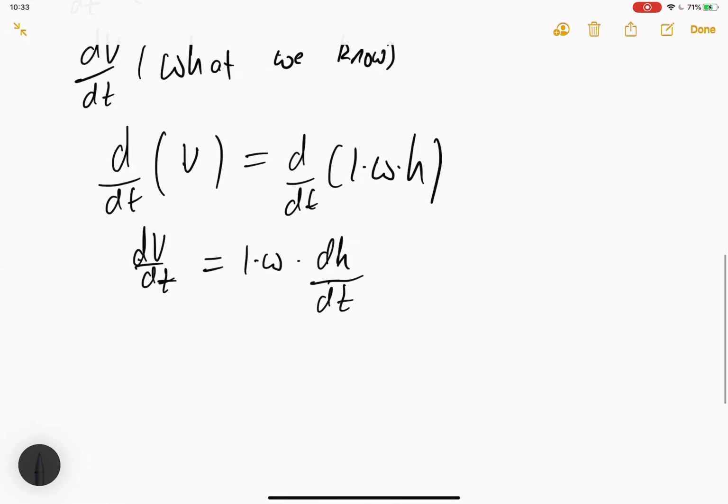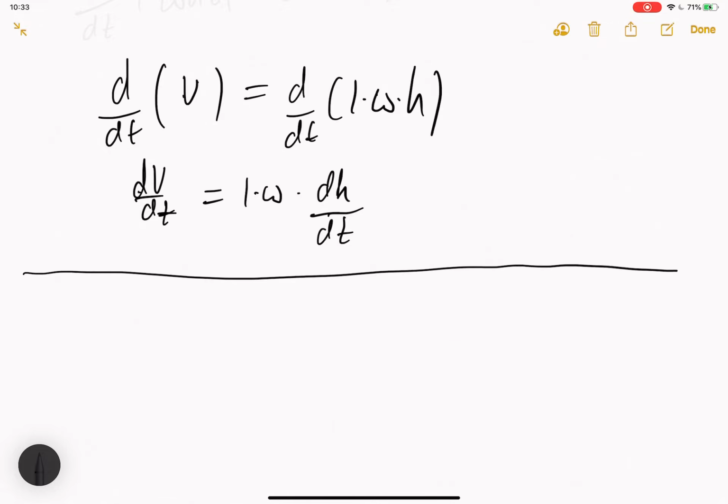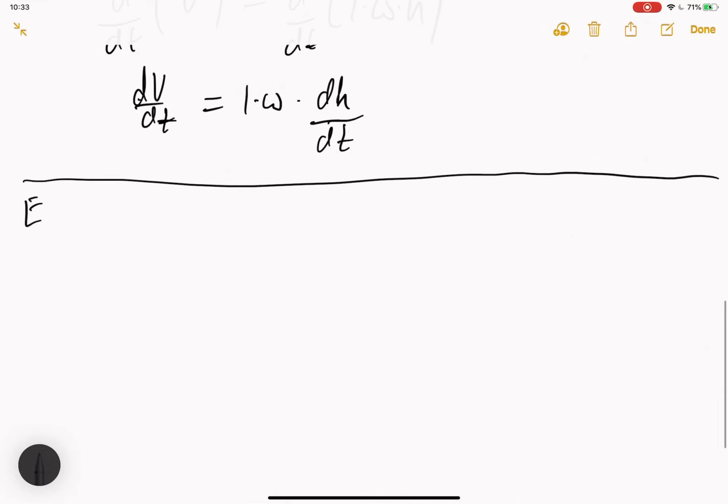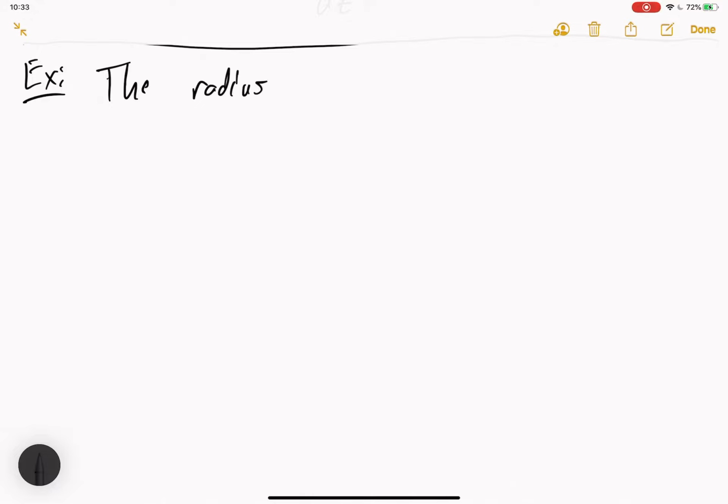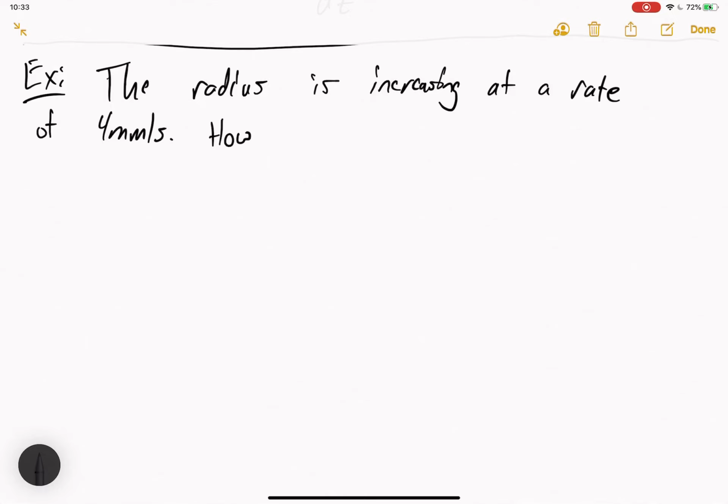So again, this is not a really concrete example, this is just to give you a sketch. So now let's actually do a concrete example, one with numbers and equations that we can actually figure out. So I'm just going to go ahead and write out the problem. We have the radius of a sphere that is increasing at a rate of 4 millimeters per second, and we want to know how fast the volume is increasing.